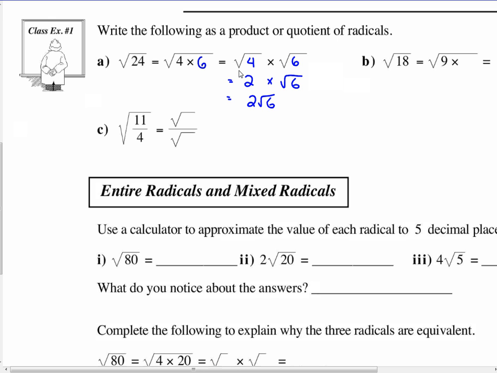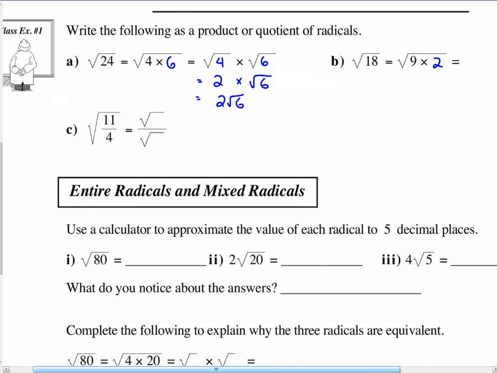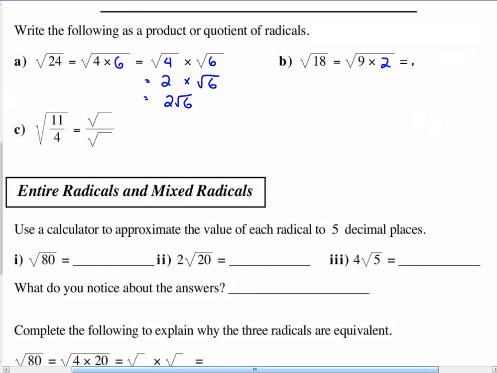18. So we look at 18. 16 doesn't go into 18. 9 does. 9 times 2. So we break it into root 9 times root 2. And what is root 9? 3. So we can write that as 3. Instead of 3 times root 2, how else could you write that? 3 root 2.